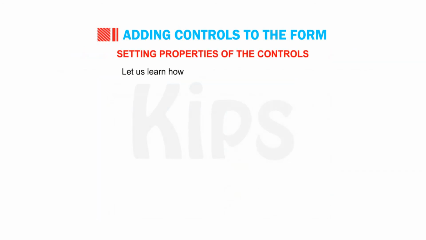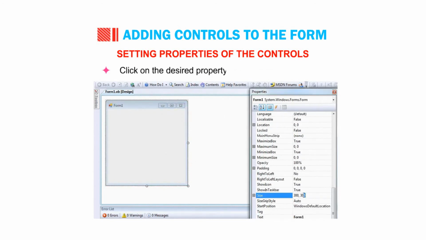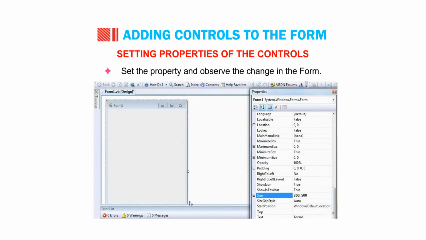Let us learn how to set properties of any control. Select the control in the form. Click on desired property in the Properties window. Set the property and observe the change in the form.